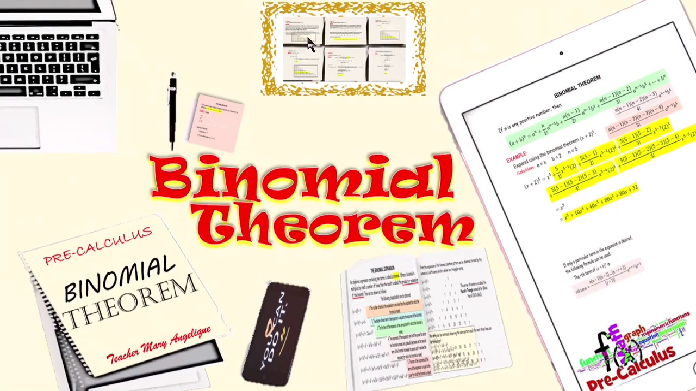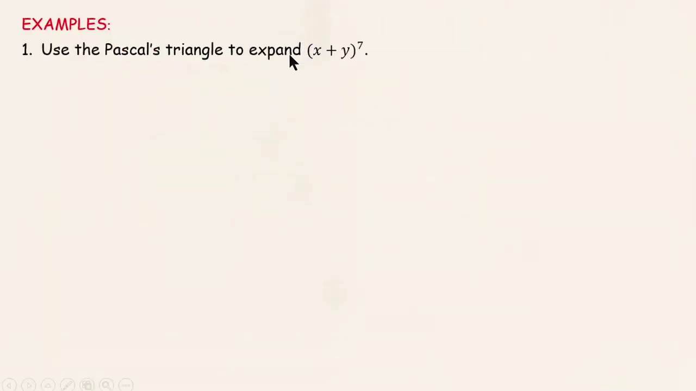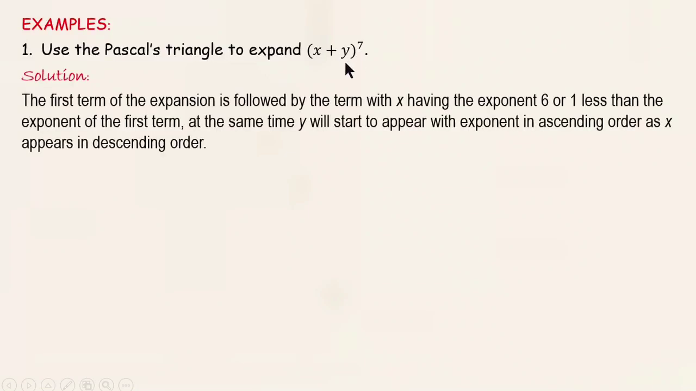Examples. Number 1. Use the Pascal's triangle to expand x plus y raised to 7. In this problem, our first term is x, while the second term of the binomial is y. The first term of the expansion is followed by the term with x having the exponent 6, or 1 less than the exponent of the first term. At the same time, y will start to appear with exponent in ascending order as x appears in descending order.